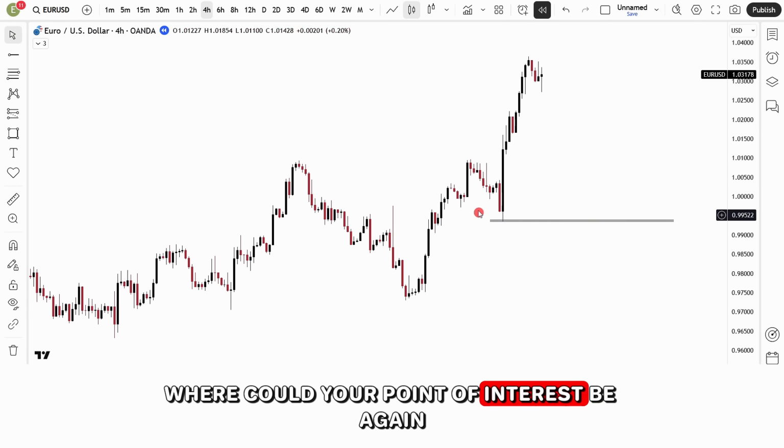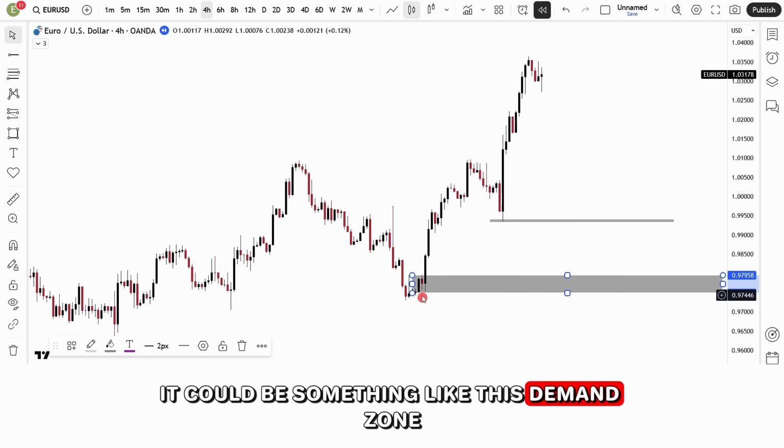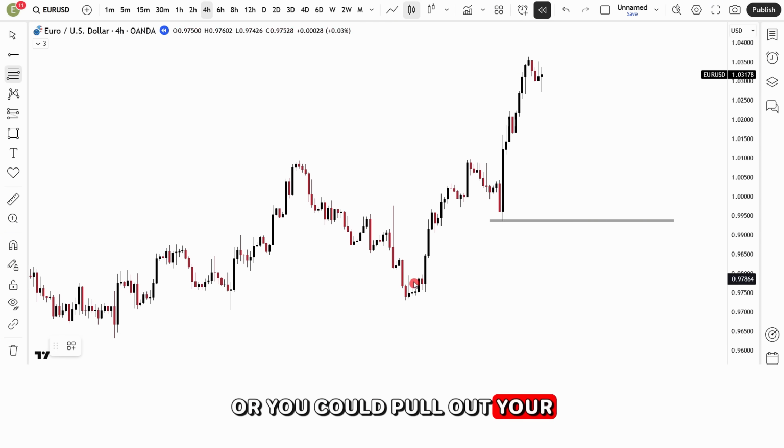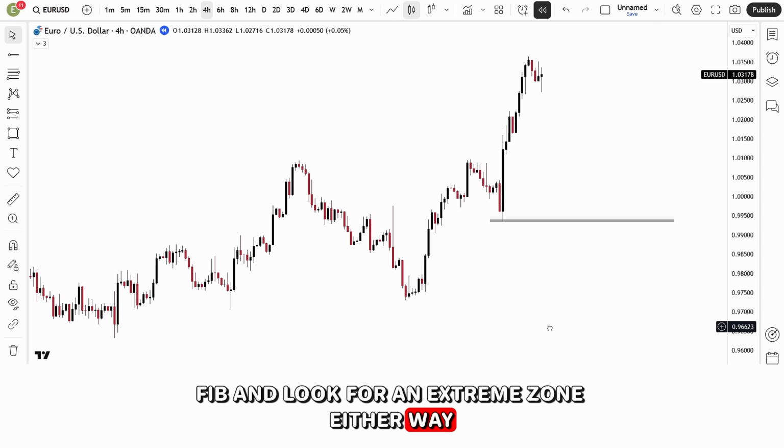Where could your point of interest be? Again, it could be something like this demand zone, or you could pull out your fib and look for an extreme zone. Either way.